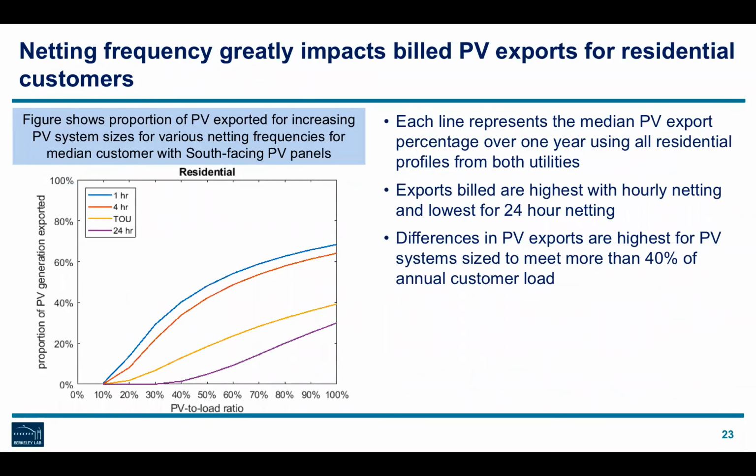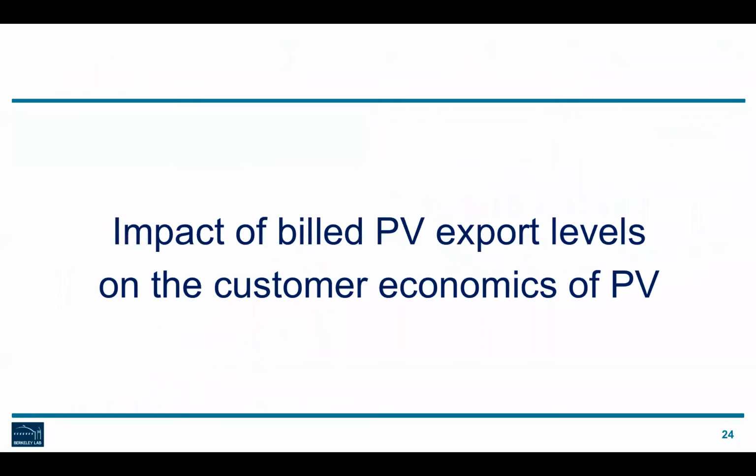This is an example result where we look at how the proportion of PV generation exported to the grid changes as you increase the PV system size. As you would expect, the larger your system, the more PV you'll be exporting to the grid. But depending on how it's accounted for, you're going to have a larger proportion of PV generation exported for the shorter netting frequencies, and of course, vice versa. Next slide. And next slide.